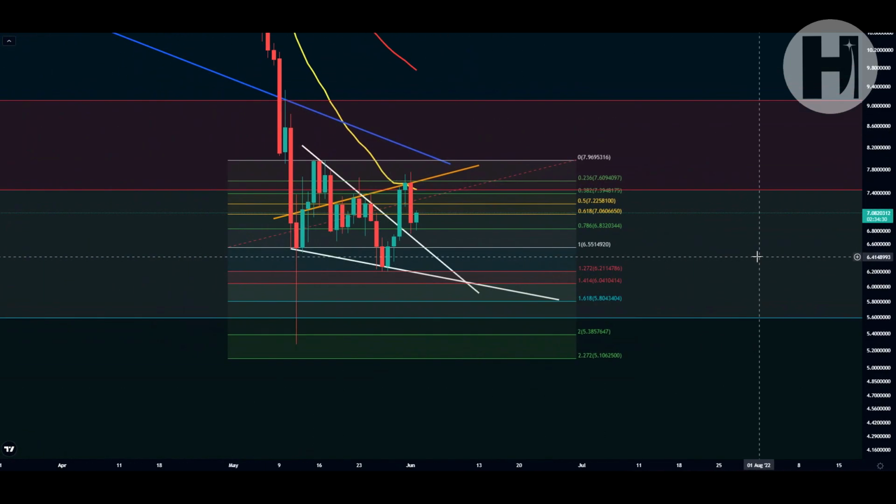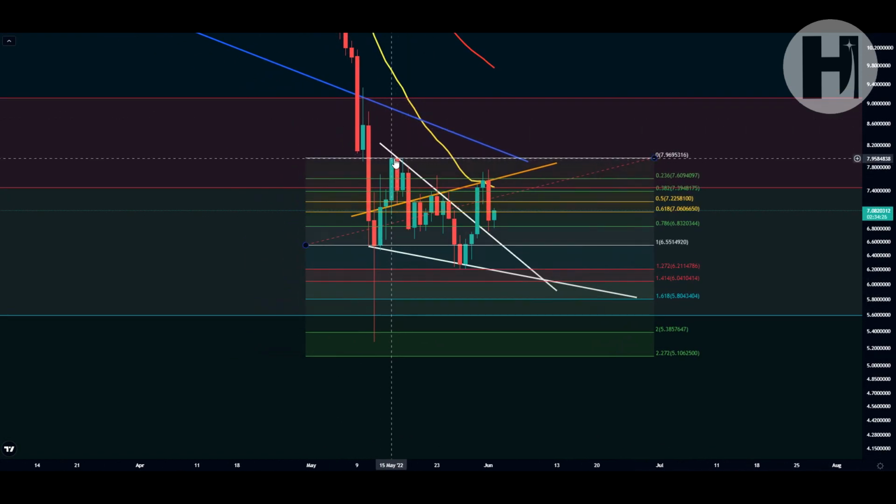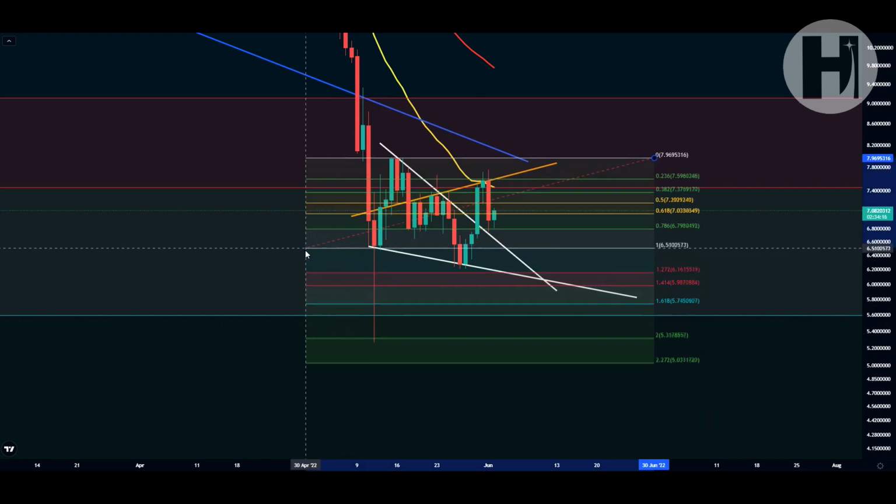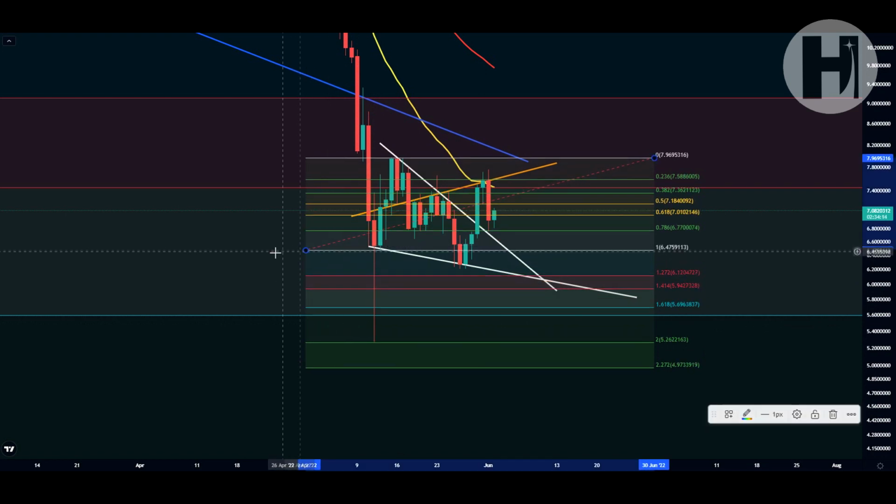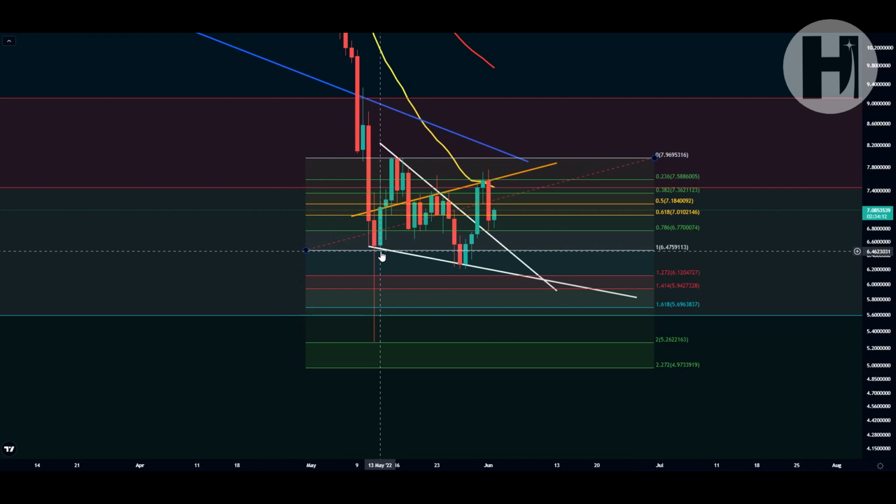I've set up the fib in the same way, but on a smaller time fractal. So we do have the high on May 16th with the swing low here May 11th. I did ignore this huge wick to the downside because we do not need to count that in. There we go. We have this low May 13th. So you have your high, you come back down to the 0.786, you have a retracement all the way up to this 0.382, and then you come back down.